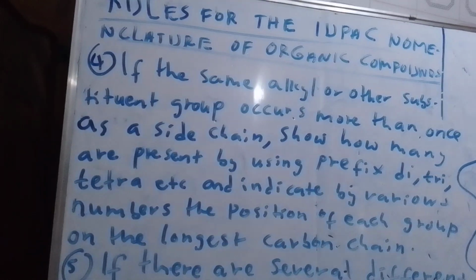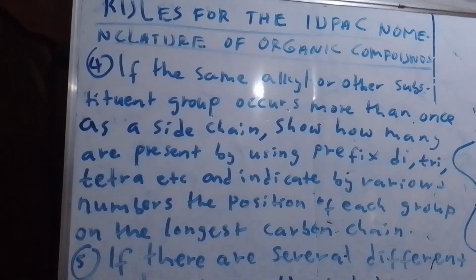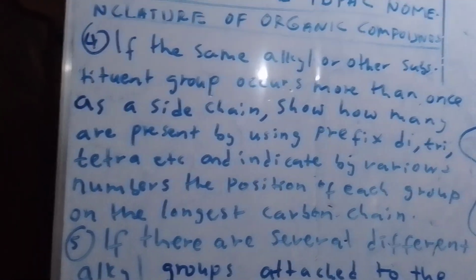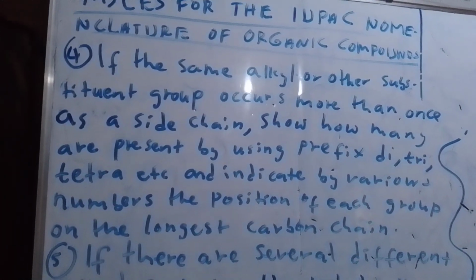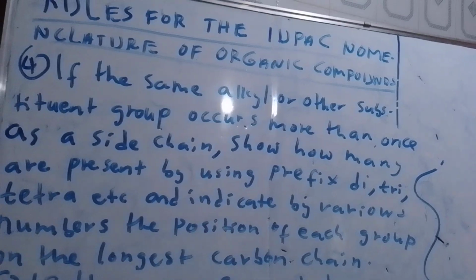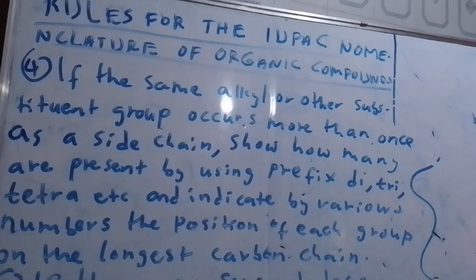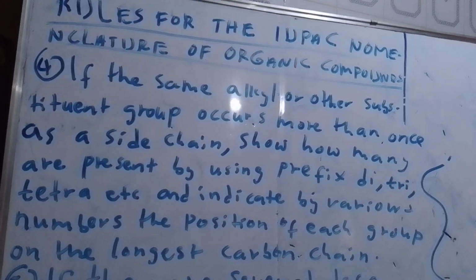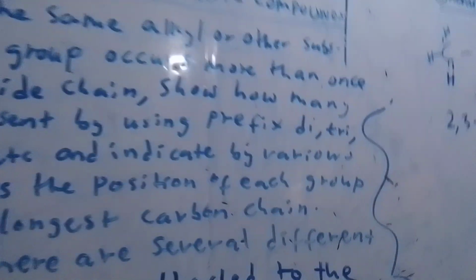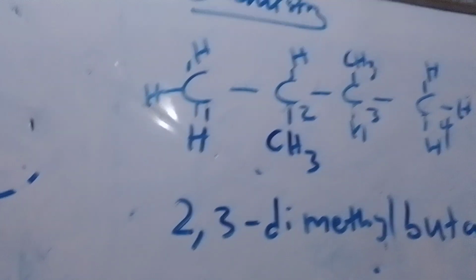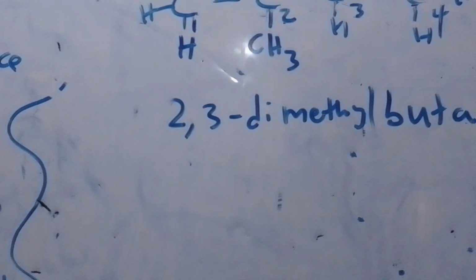Don't forget, we are still on the rules of naming organic compounds. Rule number 4 says if the same alkyl or other substituent group occurs more than once as a side chain, show how many are present by using the prefix di, tri, tetra, etc., and indicate by various numbers the position of each group on the longest carbon chain. Here we are talking about the situation where we have a side chain or a substituent present in more than one place.